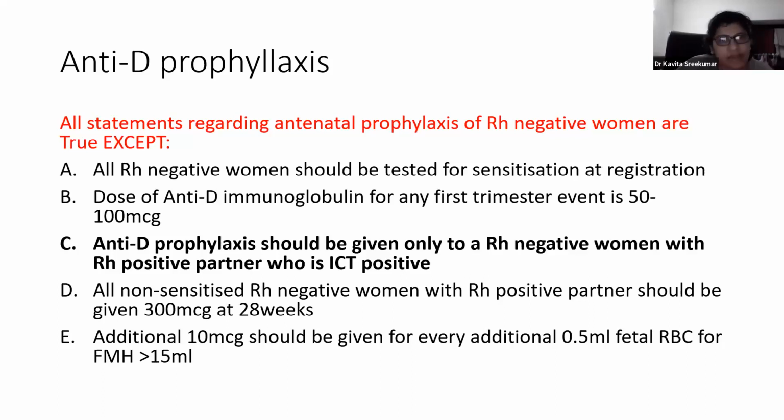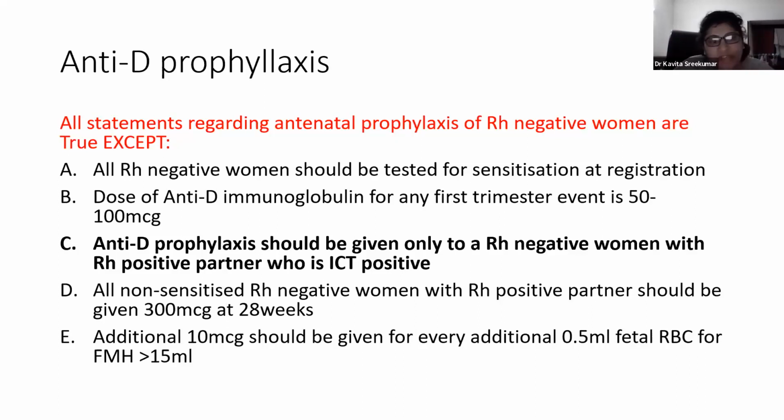Every Rh negative mother who comes to us in the clinic or obstetric, at the time of registration, you have to check ICT. If she's not sensitized and some event happens in the first trimester, like abortion or anything, then you will give 50 to 100 micrograms. If she's not sensitized, and even if she doesn't have any event, you will still give a prophylaxis of 300 micrograms at 28 weeks.